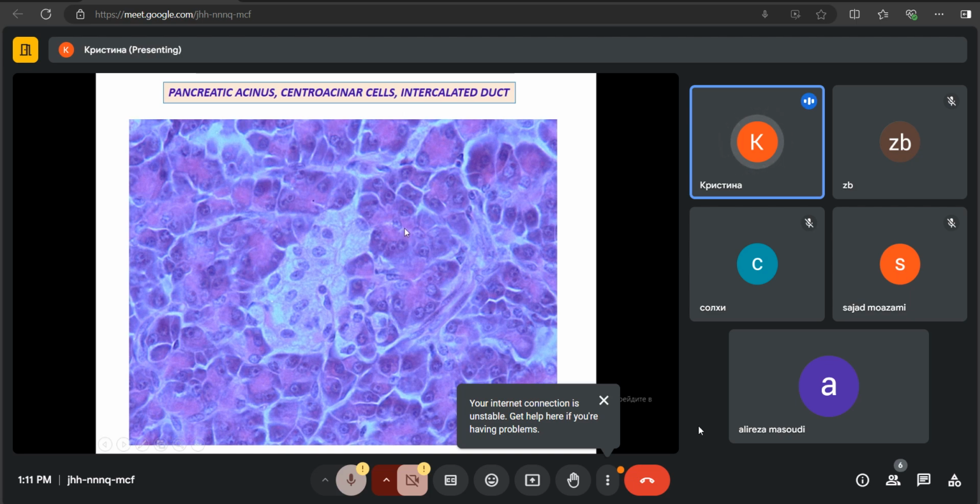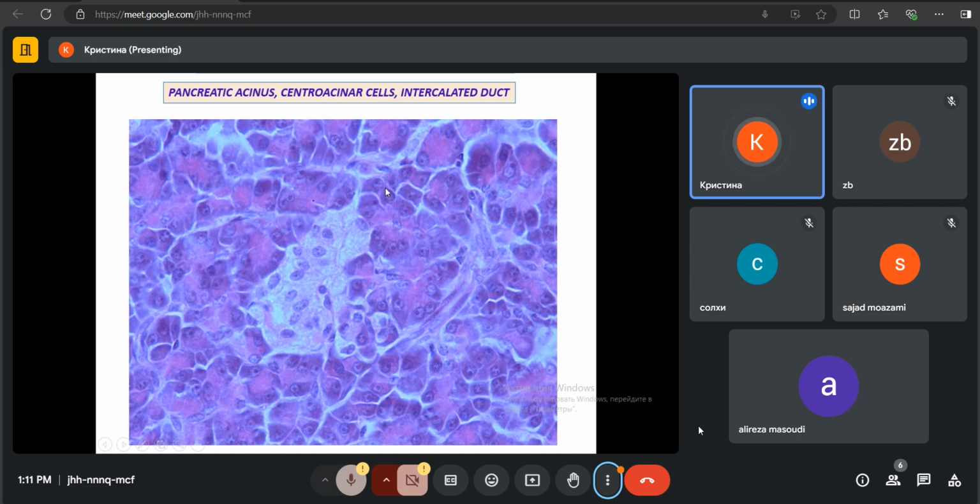Here is its lumen, and right in the center of the lumen we see the cell nuclei of other cells. These are the cell nuclei of centroacinar cells, because they are called so because they are located just in the center, in the lumen of the acinus. These are acinar cells. Each of them has basophilic homogeneous zone and oxyphilic zymogenous zone.